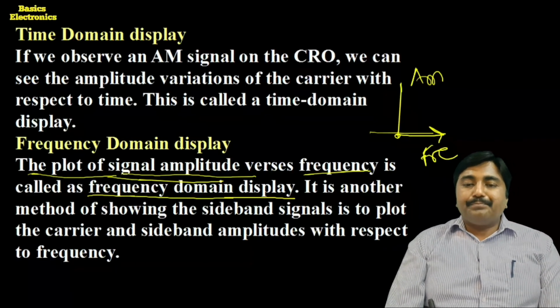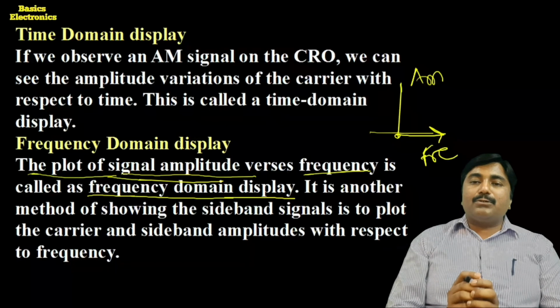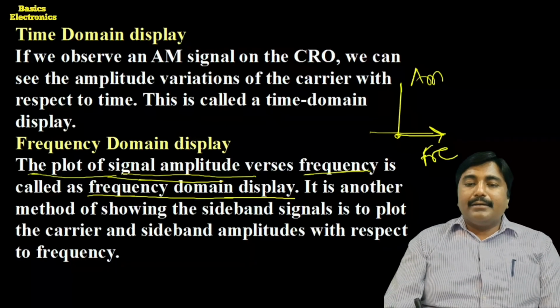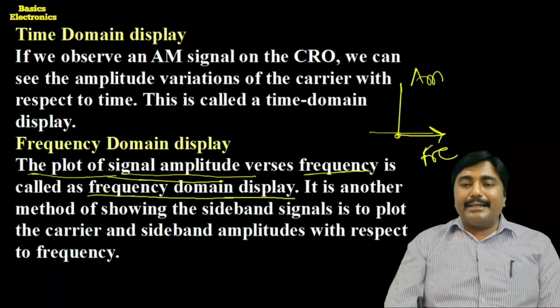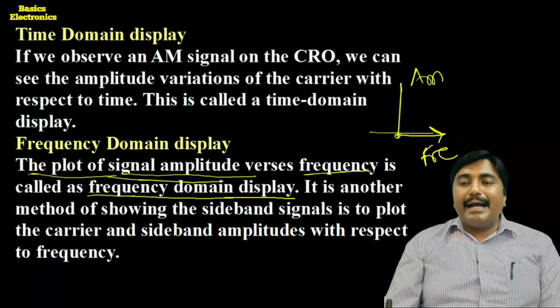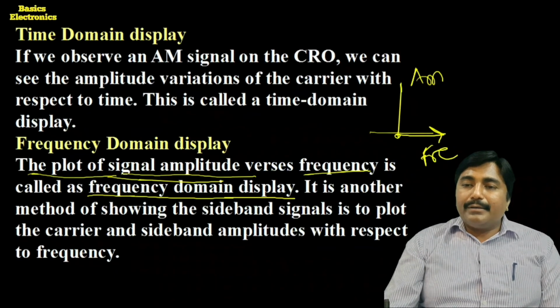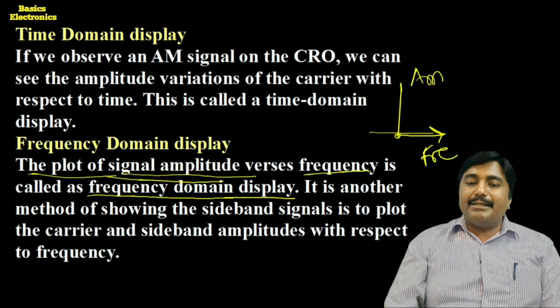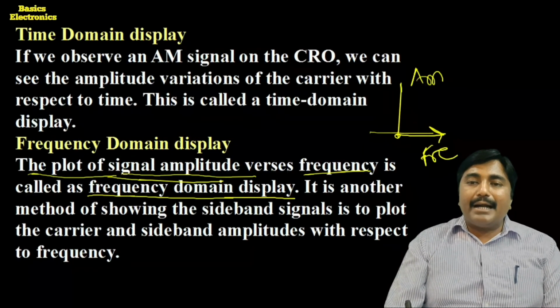We can show the sideband signals by using the frequency domain display, and we require a special type of instrument to display this frequency domain. That instrument we call a spectrum analyzer. That instrument is not the CRO. That instrument is not a measuring instrument like the digital multimeter. It is the spectrum analyzer.